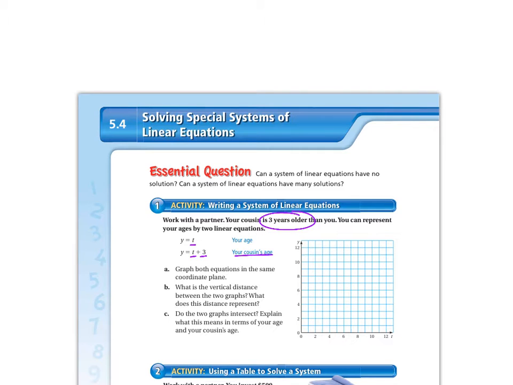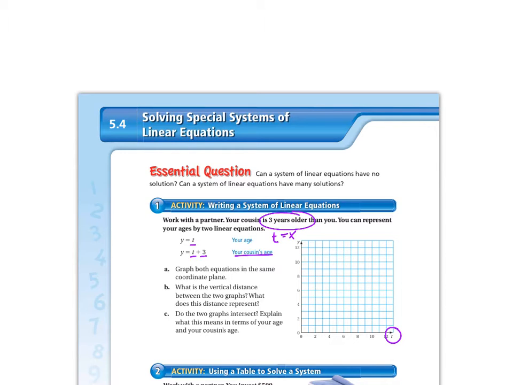So it says graph both equations on the same coordinate plane. Okay, so y equals t. We're going to assume that t is the same as x, right? So this is our t-axis, which is our x-axis. So what we're going to do is we're going to see what our y-intercept is, and then we're going to see what our slope is, and we can graph the line.